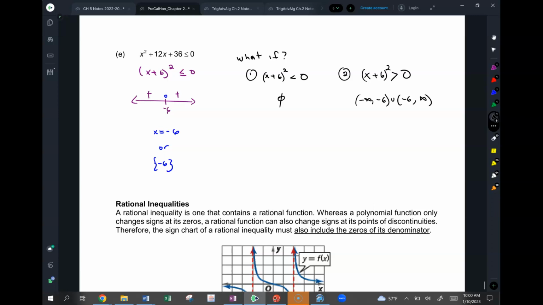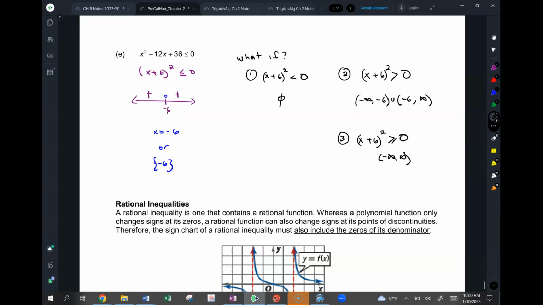Because it's positive here and here, but it's 0 at -6. It's not positive. Right? It's not greater than 0. It is 0. But then, if I had x plus 6 squared greater than or equal to 0, that's when it would be all real numbers. Okay?